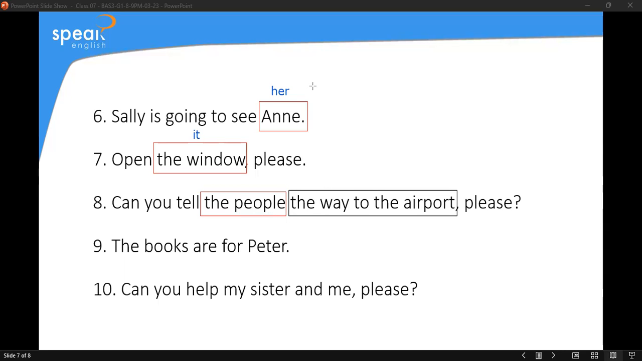Okay. So now let's change it for the object pronouns. How can I change the people? Them. And the way to the airport? It, because it's a thing. Very good. Number 9. Can you read the sentence number 9, please, Jenny?